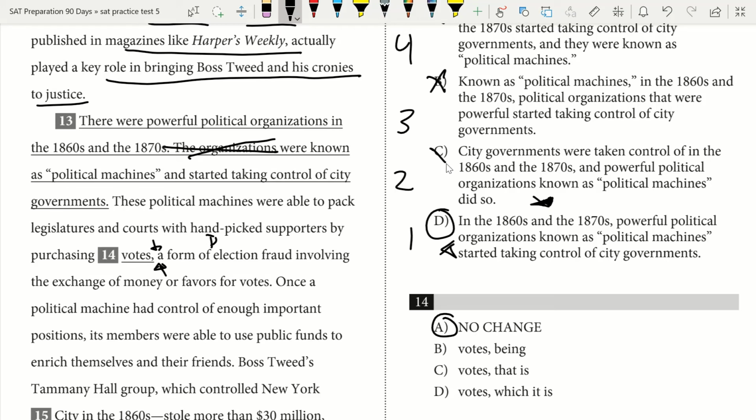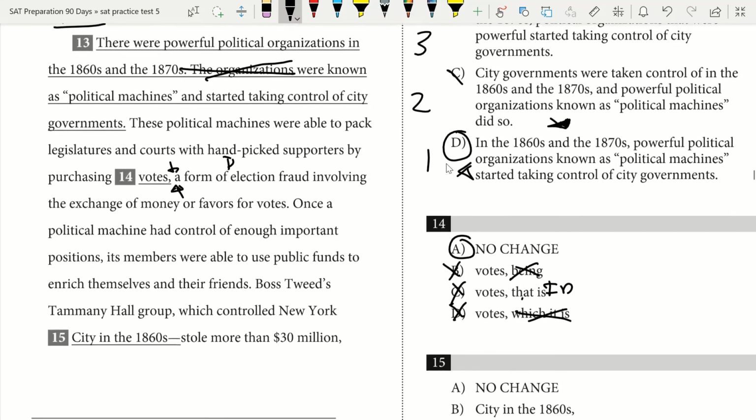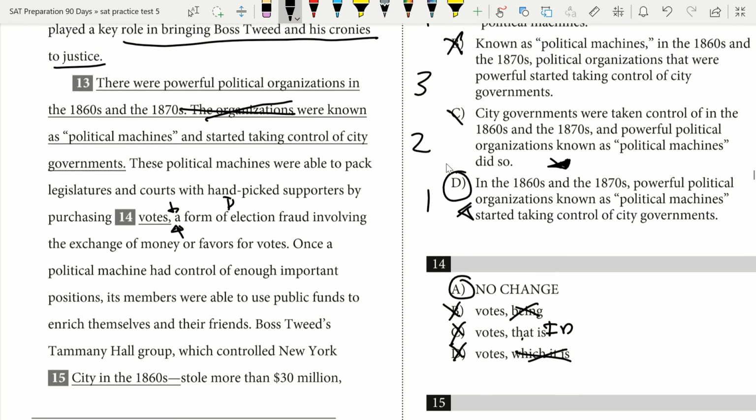As far as why B, C, and D are wrong, I'm going to go ahead and cover that. We wouldn't say "by purchasing votes, being a form of election fraud," because that "being" is unnecessary and redundant, so we want to get rid of it. C, "that is a form of election fraud," would create an independent clause after it, which we can't connect with a comma only. We'd have to have a comma and a FANBOYS conjunction. And then "which it is," we wouldn't say that because it's really wordy and not concise. You just need to know that.